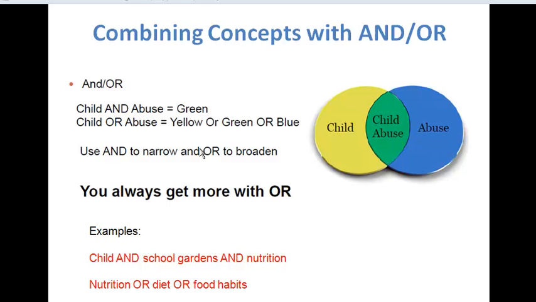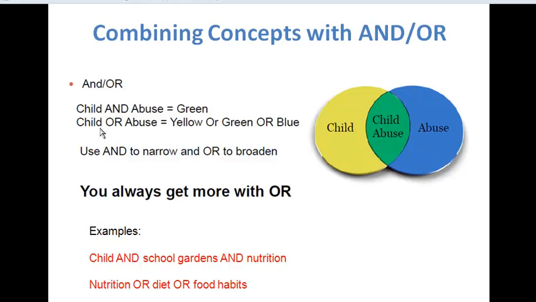In my presentation, I spoke about child abuse and explained this, but I want to go over it one more time. If we search for child and we search for abuse and we AND those two terms together, if we look at this Venn diagram, the search for child is represented in yellow and the search for abuse is represented in blue. What we get when we AND them together is we get the green, which shows the overlap between the terms child and abuse, and what we effectively get are articles related to child abuse.